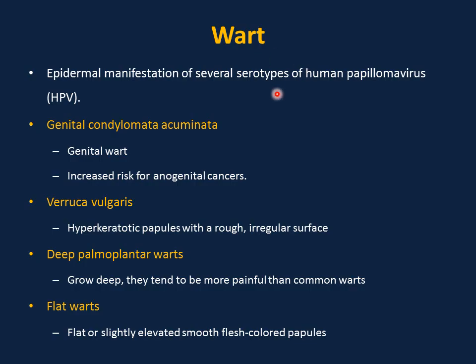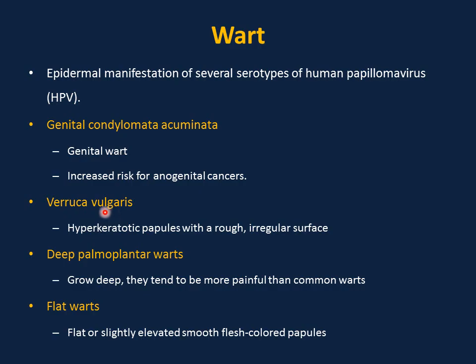Wart is a viral infection caused by human papilloma virus. Genital condyloma acuminata or genital wart. This type of wart increases the risk of anogenital cancer, appears in the genital area. Appearance of this type of wart in children is considered child abuse.